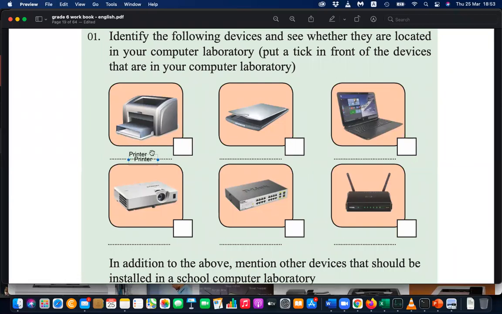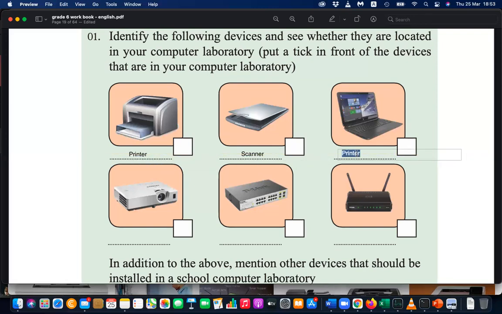So inkjet means an ink tank one or just inkjet? The small one, cartridge based or ink tank based? Don't know about that? Okay, both. Right, then what is the second one? Scanner. Yes, scanner. Good. So the next one? Laptop computer. It's a laptop computer.